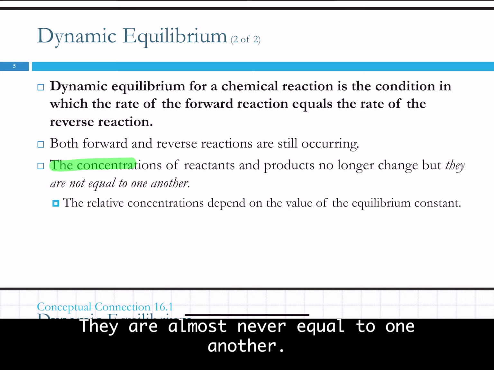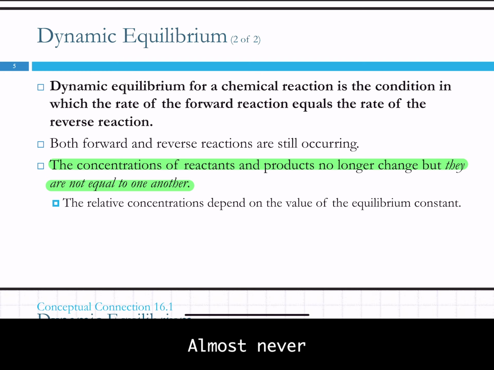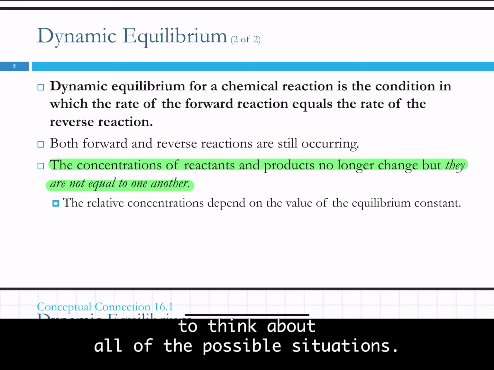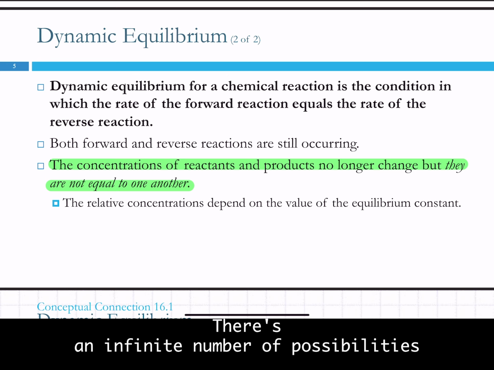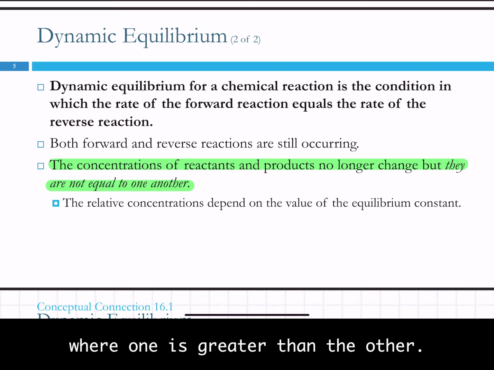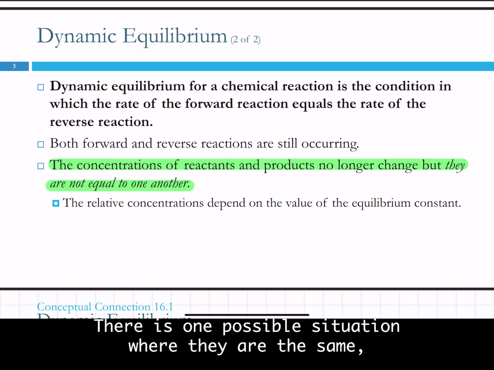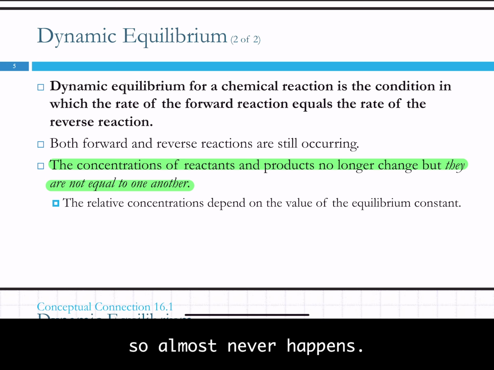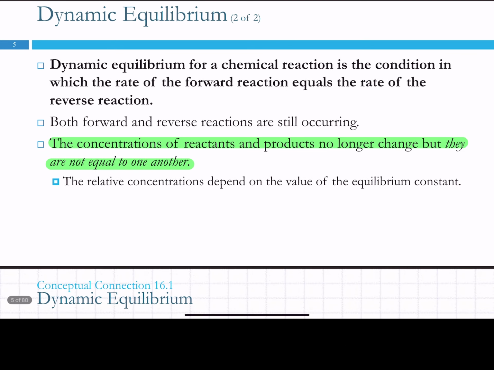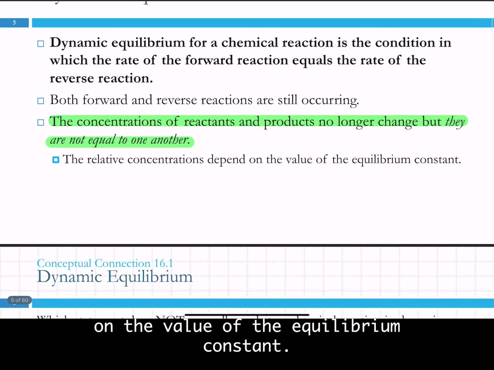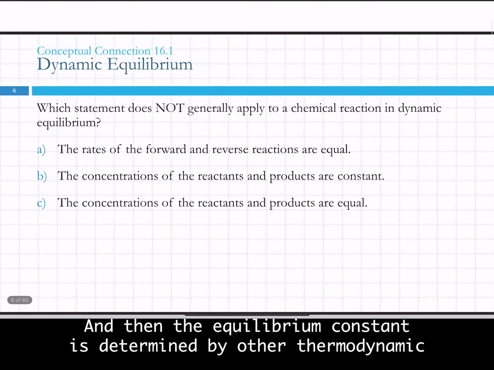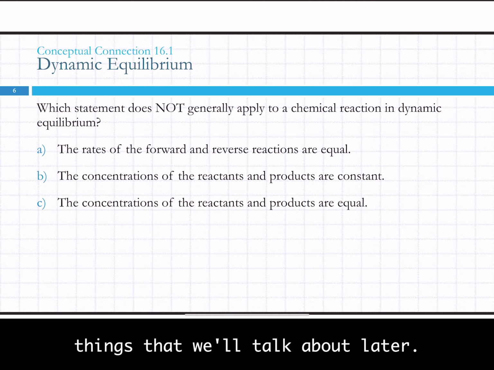They are almost never equal to one another. Almost never. So if you think about all of the possible situations, there's an infinite number of possibilities where one is greater than the other. There is one possible situation where they are the same. So almost never happens. It's not that it can't be equal to 1, it just almost never is. And the relative concentrations will depend on the value of the equilibrium constant, and then the equilibrium constant is determined by other thermodynamic things that we'll talk about later.